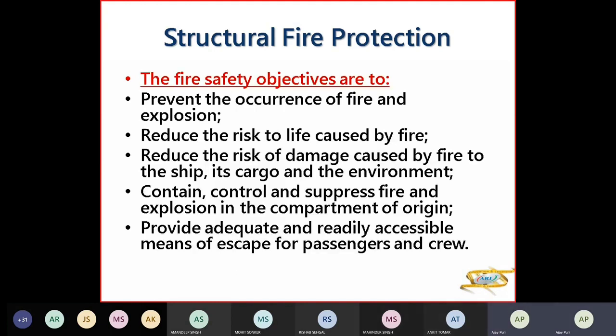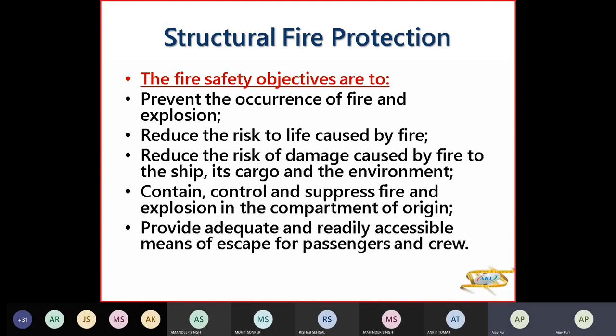So what are your fire safety objectives? The first is to prevent the occurrence of fire and explosion. So first thing is, if there is a fire, extinguish it. If there is an explosion, contain it. Number two is reduce the risk to life caused by fire. So the property might be damaged, but first thing is you have to try to save life and then save the ship.